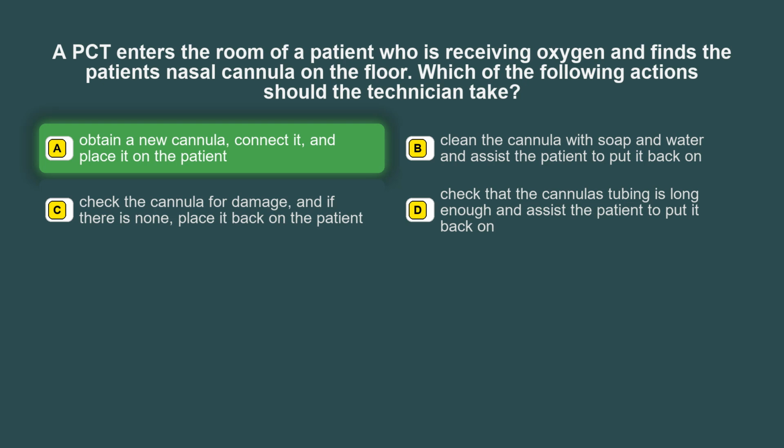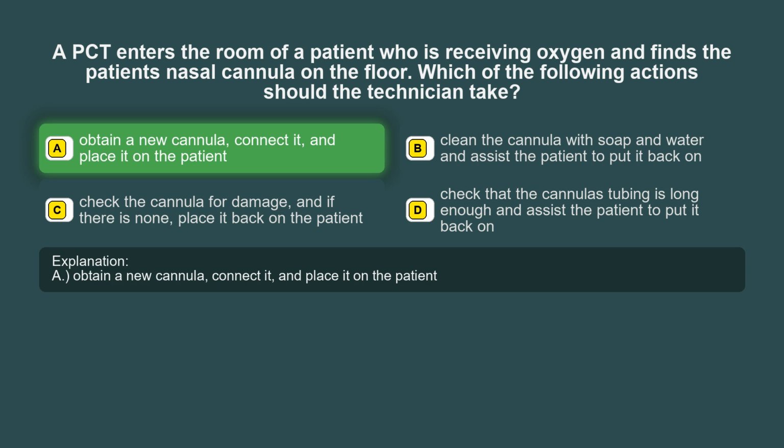The correct answer is option A. Obtain a new cannula, connect it, and place it on the patient.